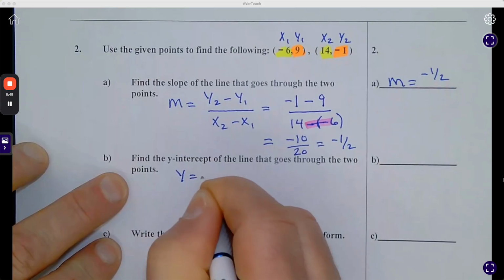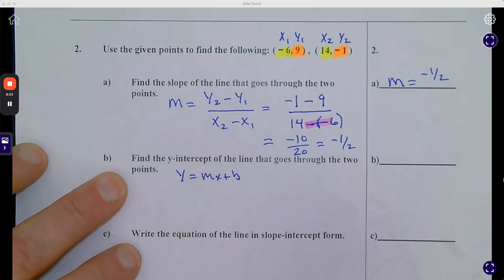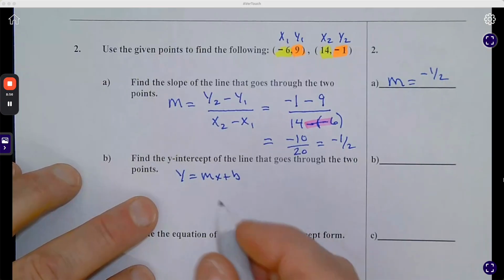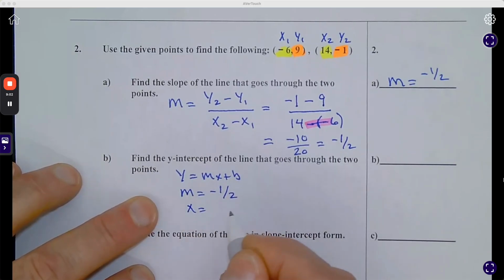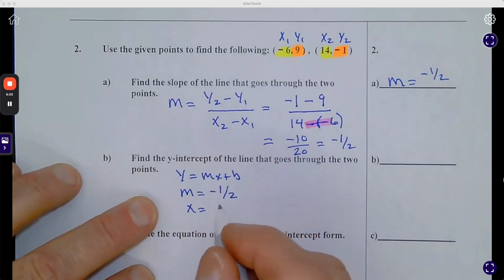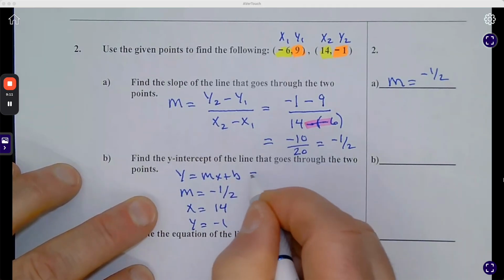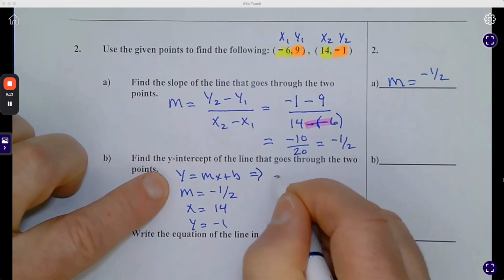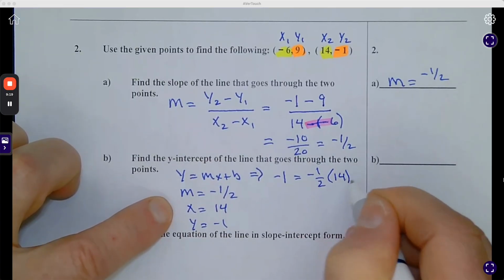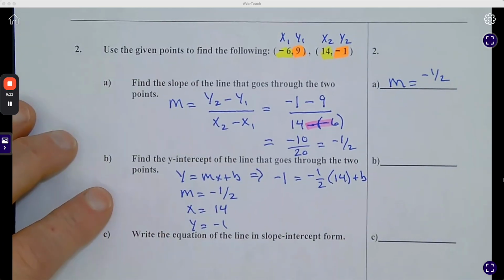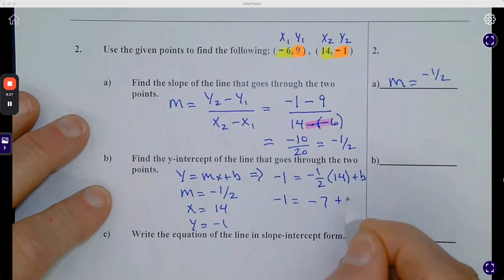How I find the y-intercept is really basically the same every time. Okay, so I'm going to use my m of -1/2. I'm going to use my x of, it doesn't matter which ordered pair, so I'm going to do 14, and then my y is -1. Substitute in, so y becomes -1 equals m. Now I'm multiplying by x, so I use parentheses, and what I'm looking for is that b. Now negative times a positive is a negative, and half of 14 is 7.